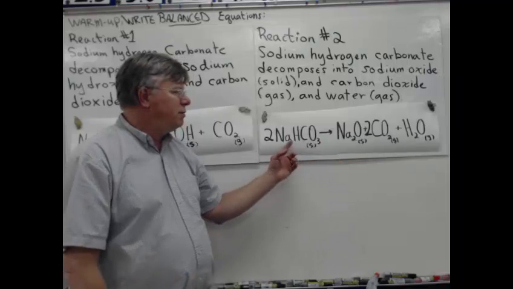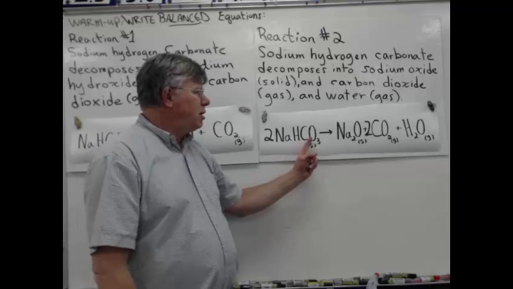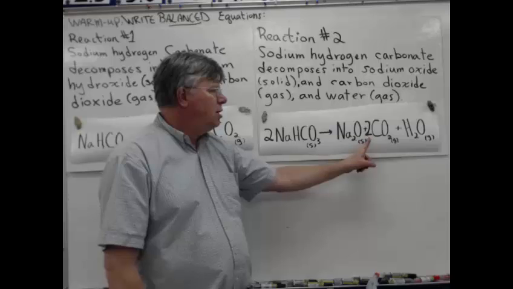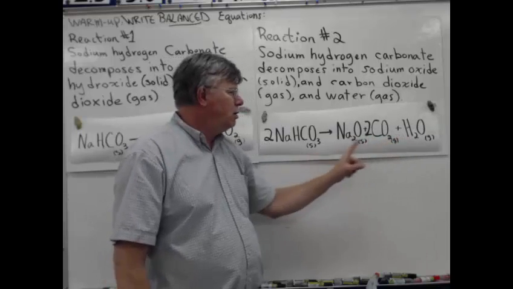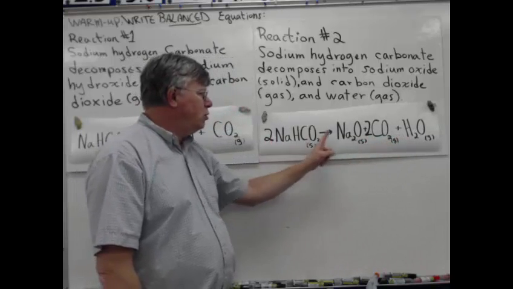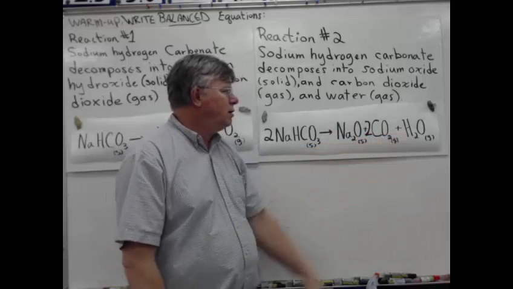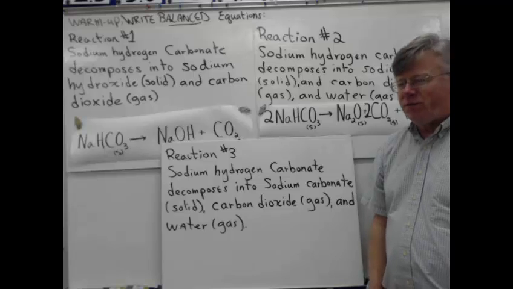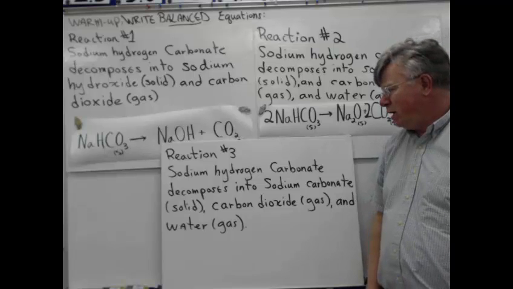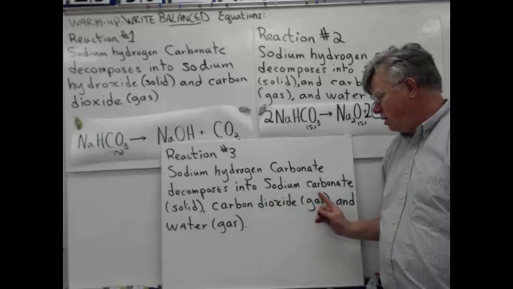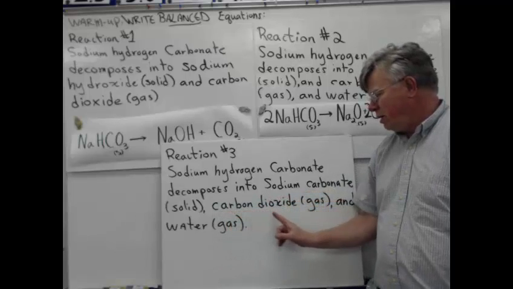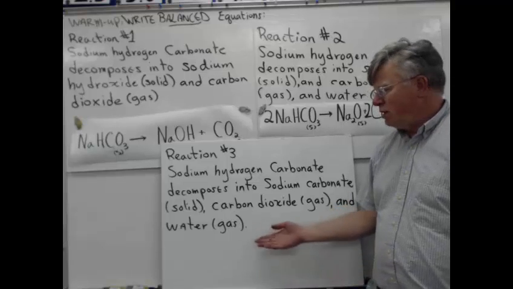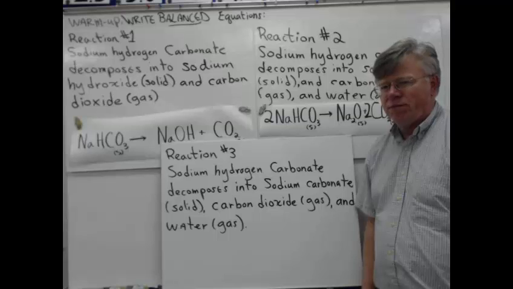Okay, so this is the answer. Sodium hydrogen carbonate decomposes into sodium oxide, Na2O, and carbon dioxide and water. Notice the balances. It was a 2, 1, 2, 1. And here's the third chemical reaction. Sodium hydrogen carbonate decomposes into sodium carbonate, solid, carbon dioxide gas, and water gas. Take a second and write down this balanced chemical reaction.